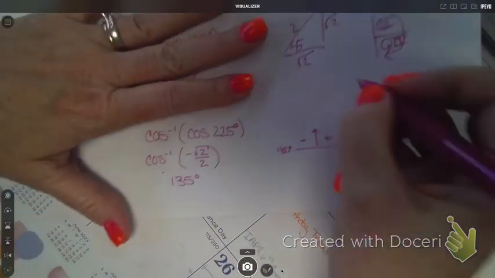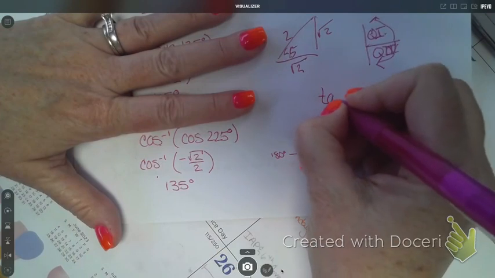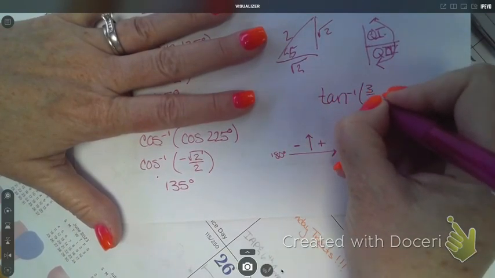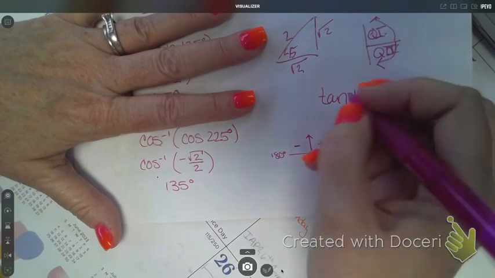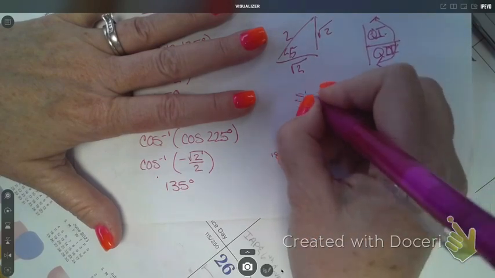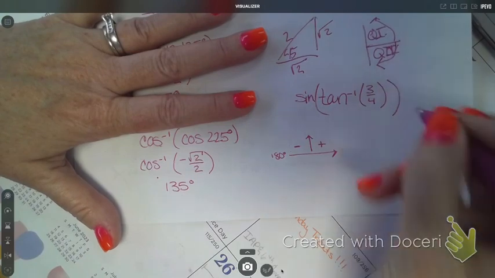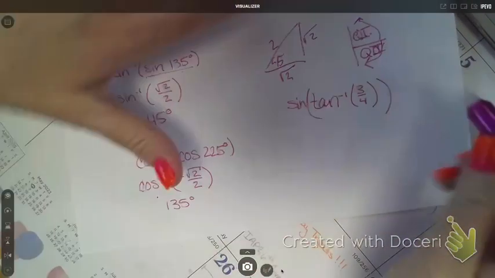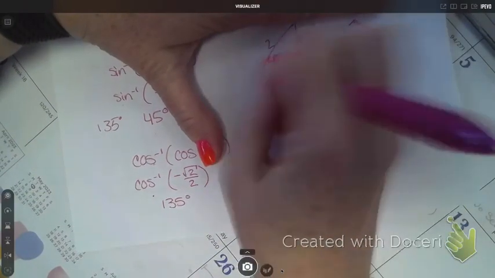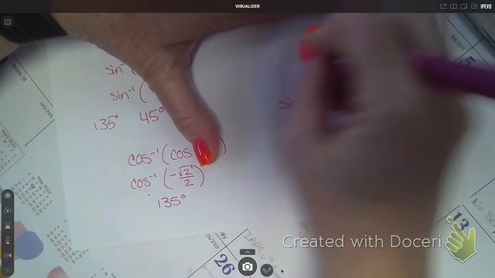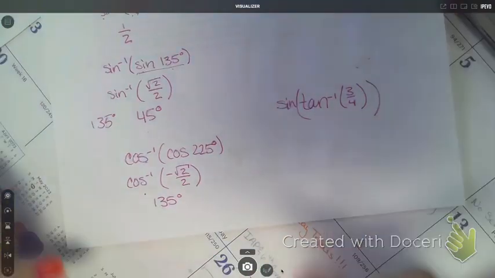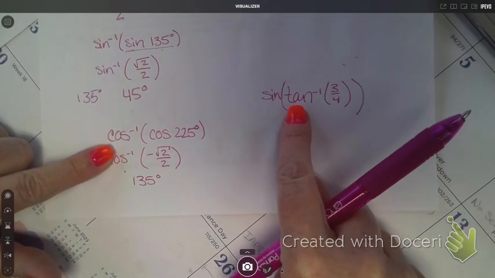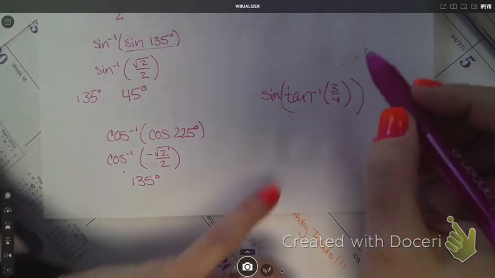Does this go for tangent also? Yep. The inverse tangent of 3/4. I want the sine of the inverse tangent of 3/4. We got to do this one, and then we will be all done. Okay. So these don't match. These match. These do not match. Yep. Okay.